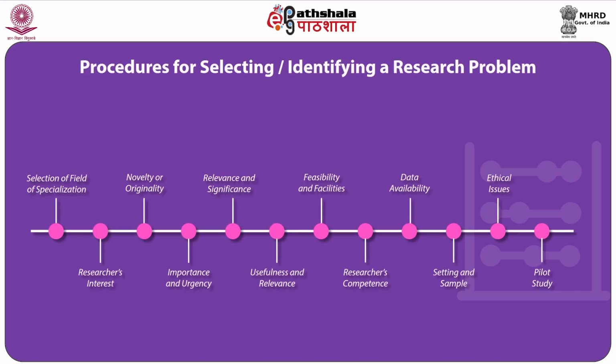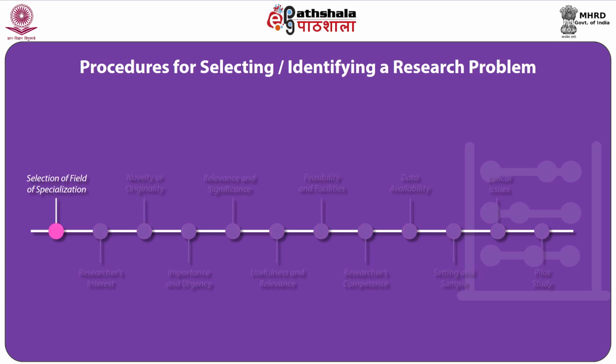Now, we will see what the procedures are for selecting and identifying a research problem. Selection of a field of specialization is the first step. For example, the researcher has to choose one or two interrelated specializations in which he or she is capable of pursuing or would like to gain experience to do research. In the field of population studies, the major fields of specialization include fertility, mortality, migration, maternal and child health, nuptiality, gender studies, population economics, aging, etc.